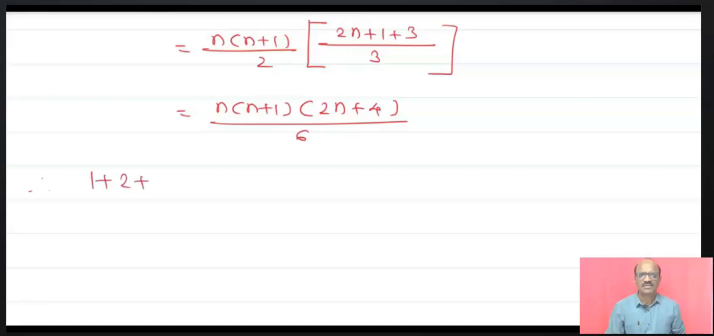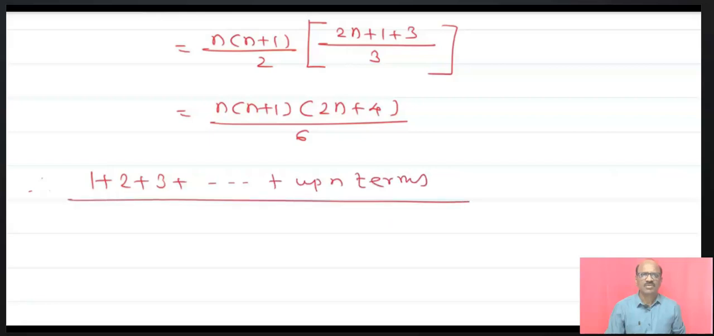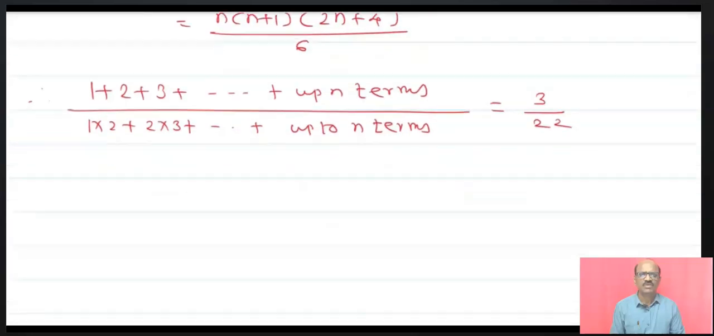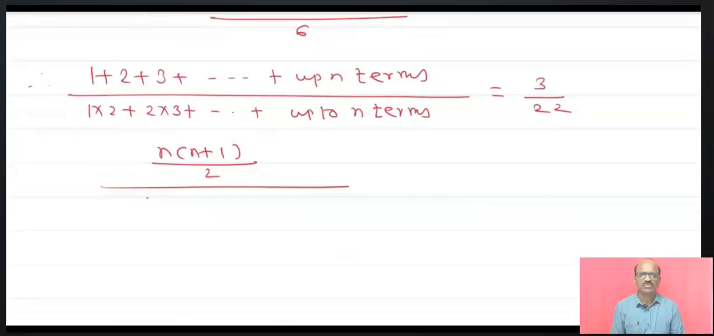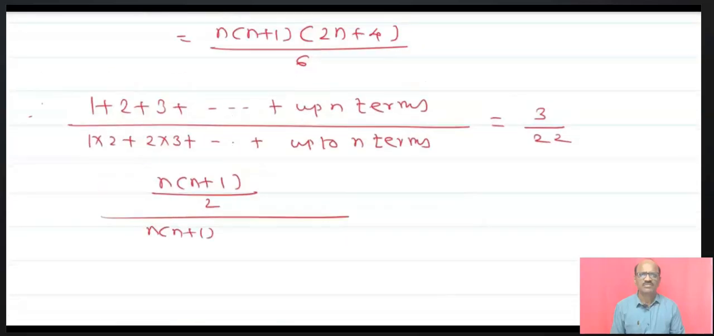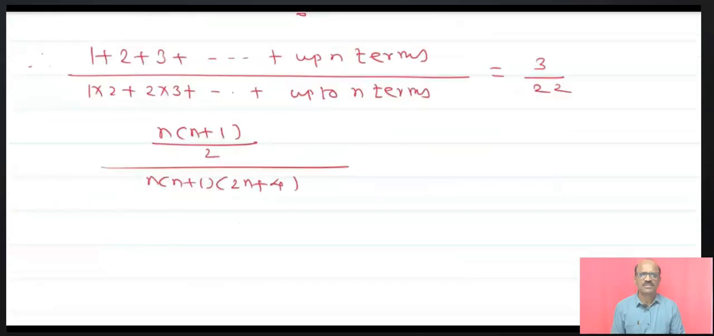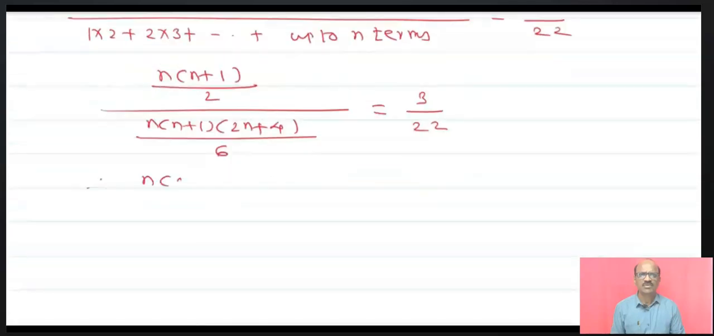And for the next one, up to the n term, we will substitute the values here of these two terms, that is equals to 3 upon 22, n into n plus 1 upon 2, n into n plus 1, 2n plus 4 upon 6 is equals to 3 upon 22. Normal calculations are there.